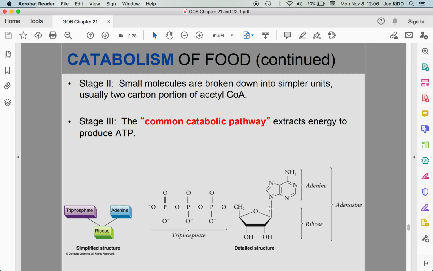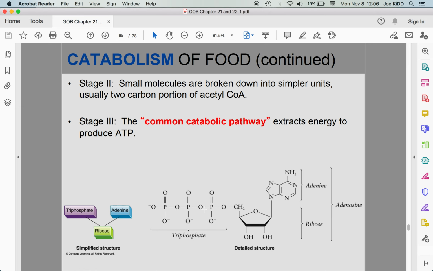So after that first stage of breaking down complex food into simpler ones, those smaller molecules are broken down even further into just very tiny little chunks of carbon and acetyl-CoA. And then lastly would be the common catabolic pathway, which is how we take those small units that were broken down in stage 2 and utilize those to produce ATP as a way to store energy.